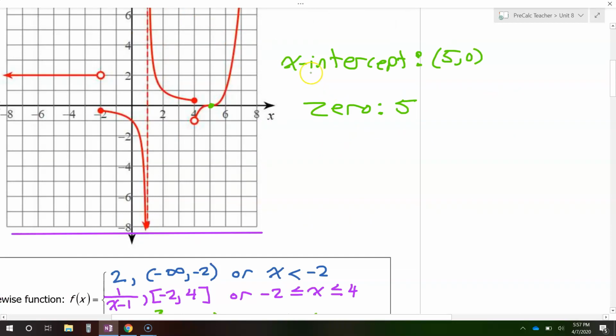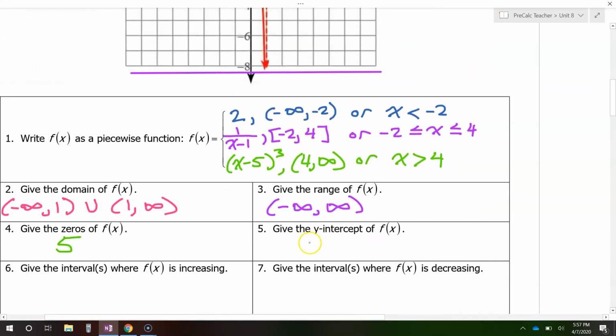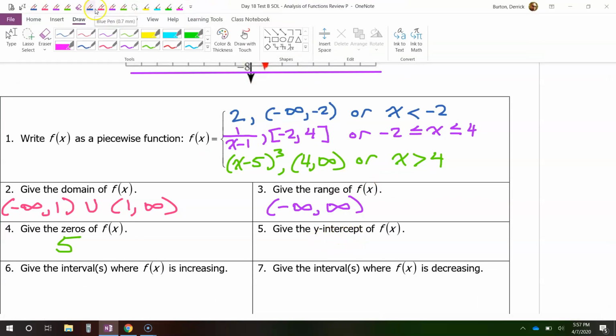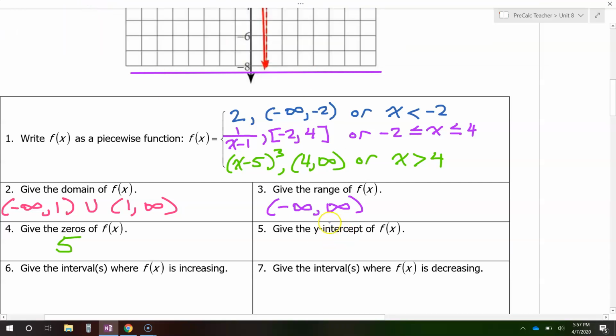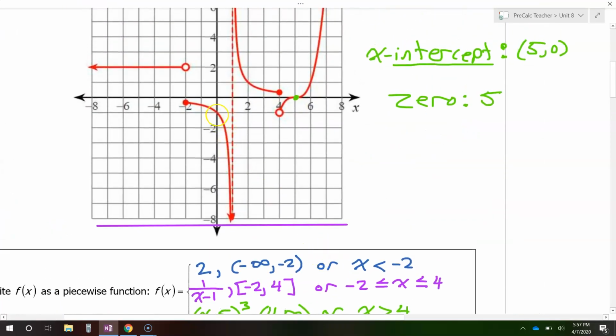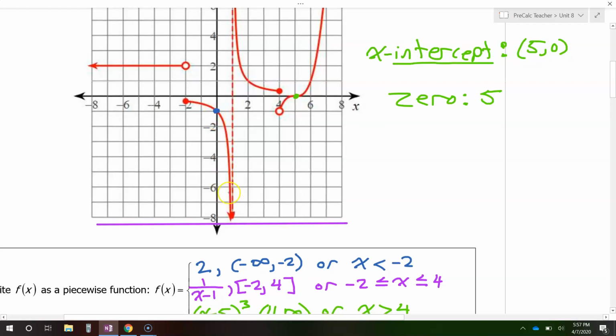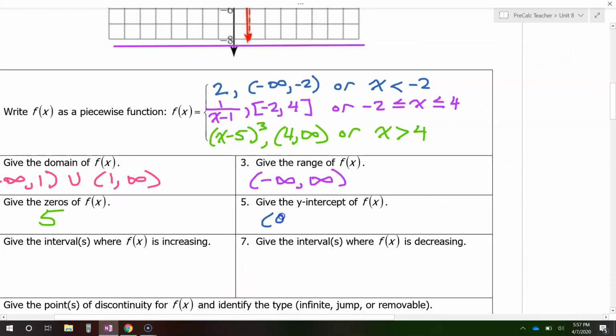Notice when we're talking about intercepts, that's an ordered pair. That's the same thing for the y-intercept. The y-intercept is where the graph touches the y-axis, which is right here. This will be an ordered pair though. So this will be 0, negative 1. If you just put negative 1, you're going to lose points. An intercept is an ordered pair, put 0, negative 1.